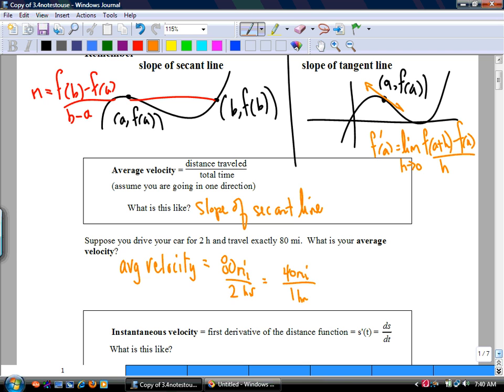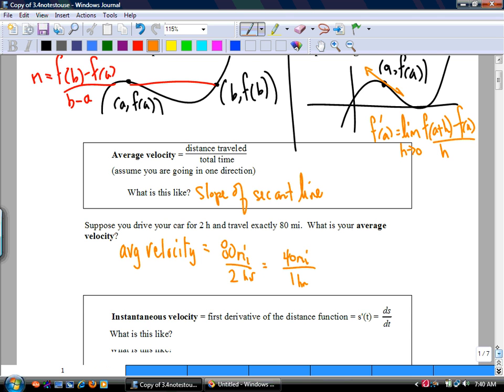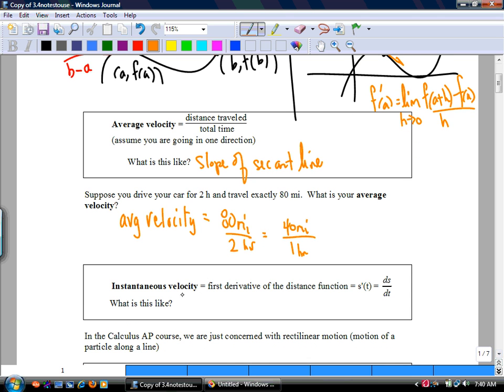Instantaneous velocity is the first derivative of the distance function, s prime of t, or ds/dt. What is this like? Slope of the tangent line.